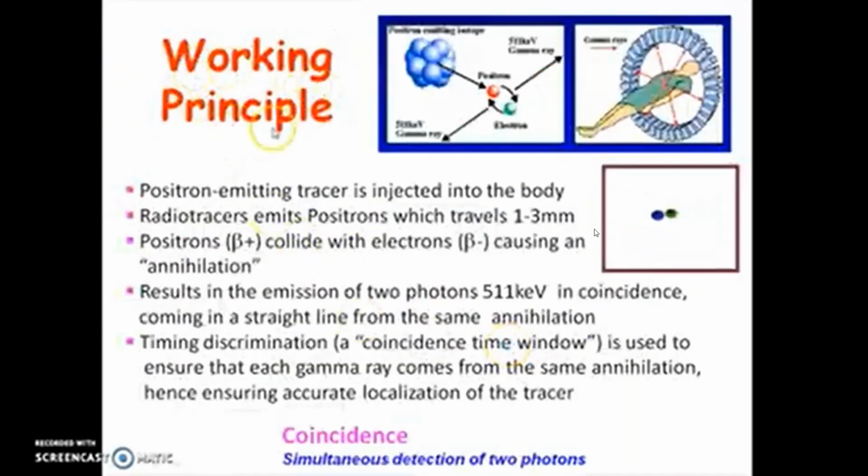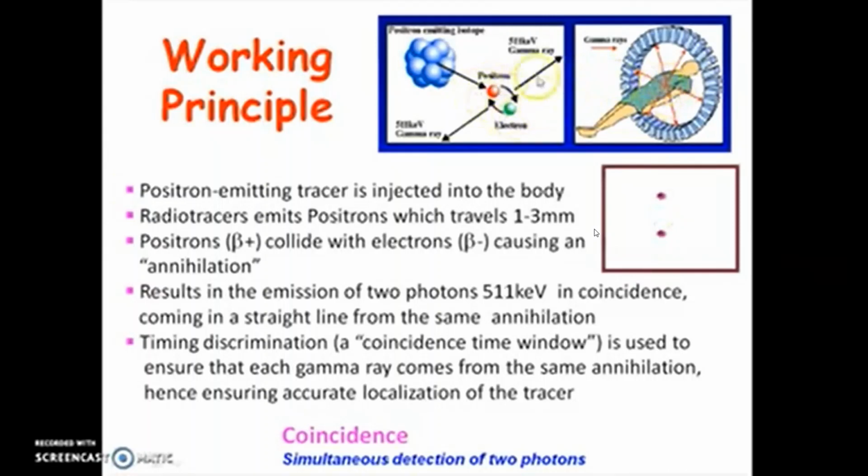Let us see the working principle behind this. A positron emitting tracer is injected into the body. For example, FDG is injected into the body. This radio tracer emits positrons inside the body, which normally travel only 1 to 3 millimeters. So its range is very small. Inside the human system, there will be a lot of free electrons.